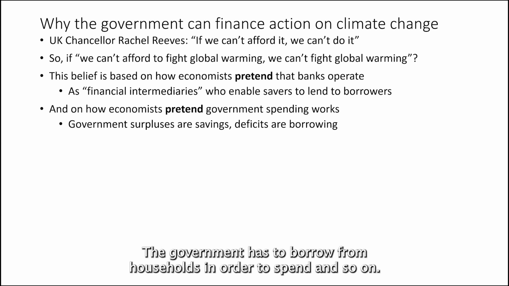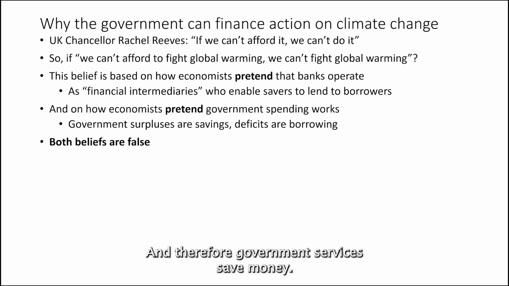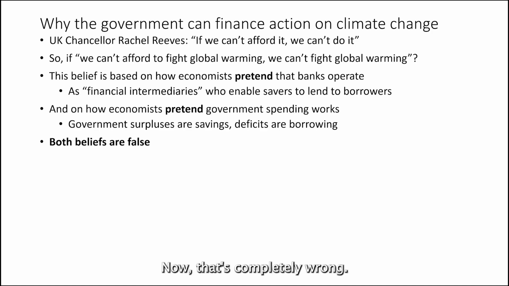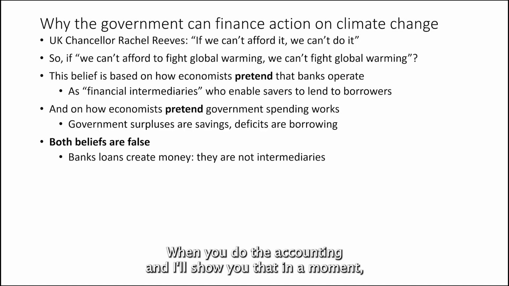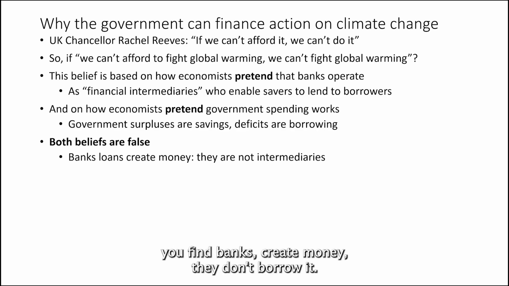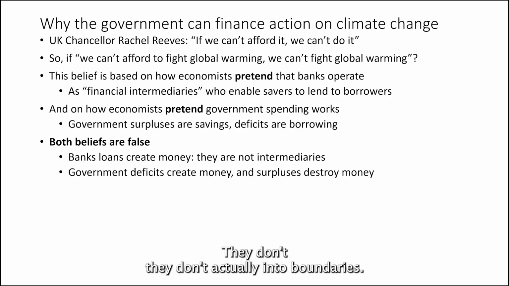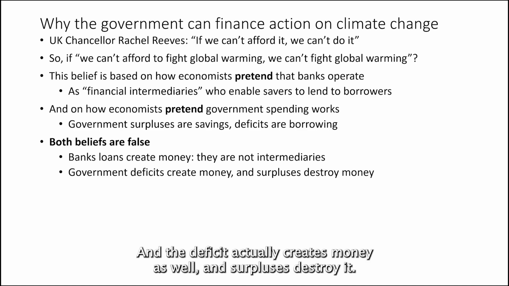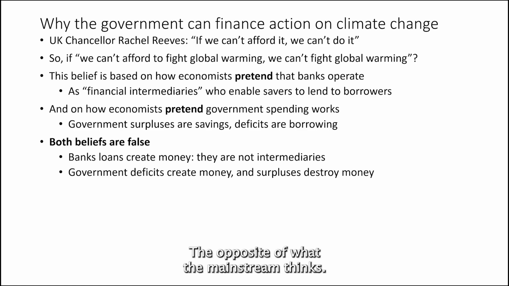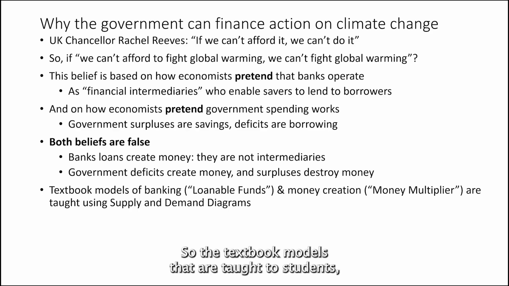The government has to borrow from households in order to spend, and so on. And therefore, government surpluses save money, deficits are borrowing money. Now, that's completely wrong. When you do the accounting, and I'll show you that in a moment, you find banks create money. They don't borrow it. They don't act as intermediaries, and the deficit actually creates money as well, and surpluses destroy it, the opposite of what the mainstream thinks.